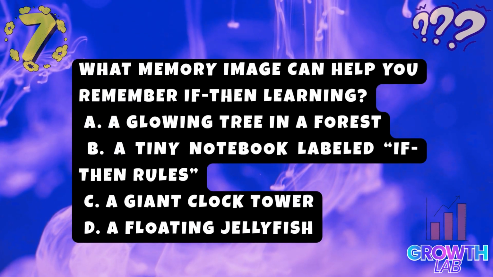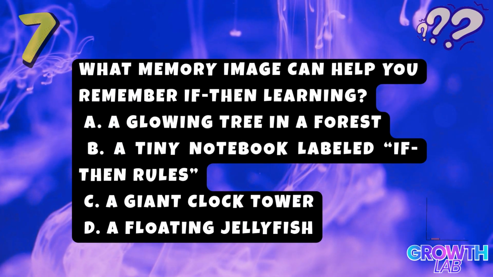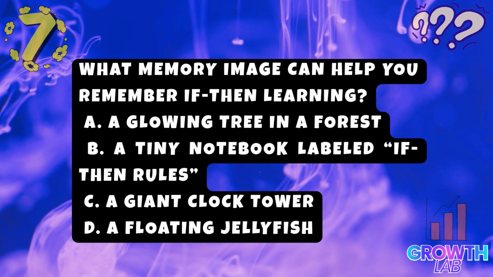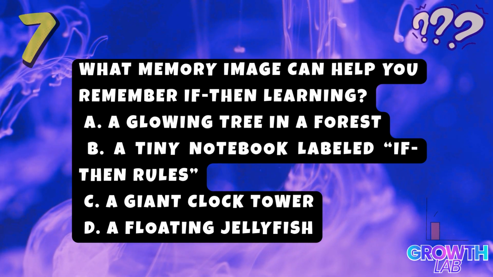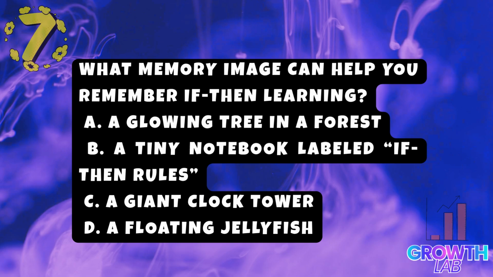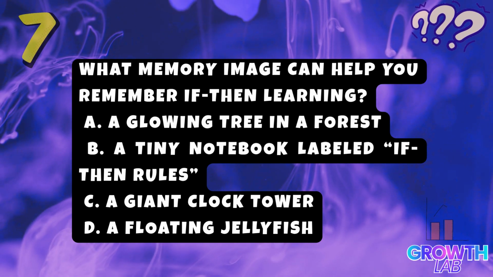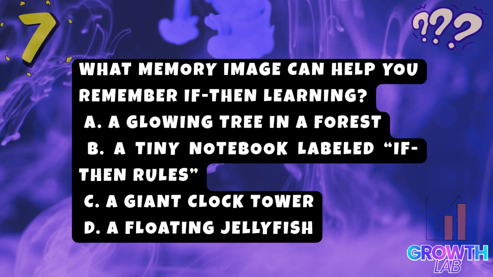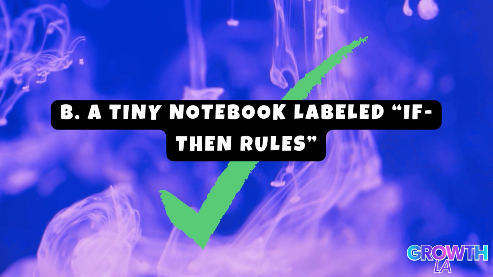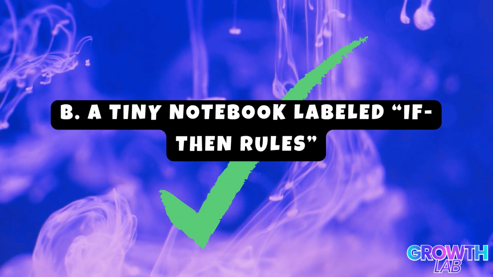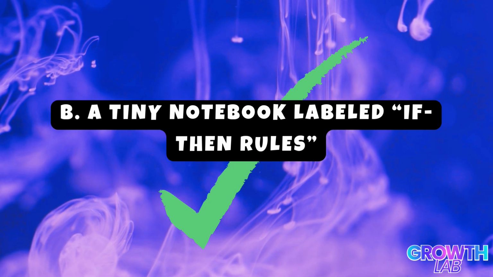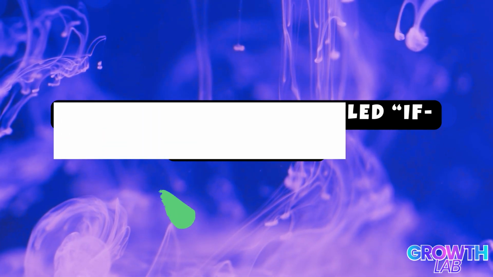Question 7. What memory image can help you remember if-then learning? Answer options are: Option A, a glowing tree in a forest. Option B, a tiny notebook labeled if-then rules. Option C, a giant clock tower. Option D, a floating jellyfish. Correct option is option B, a tiny notebook labeled if-then rules. This reinforces the rule storage idea.